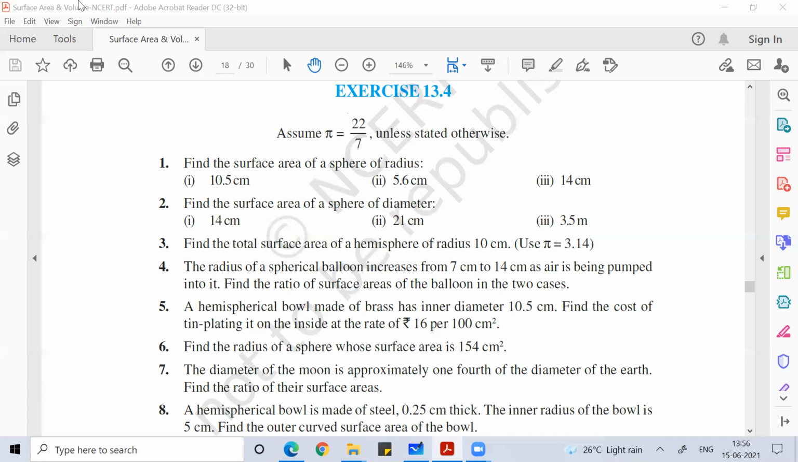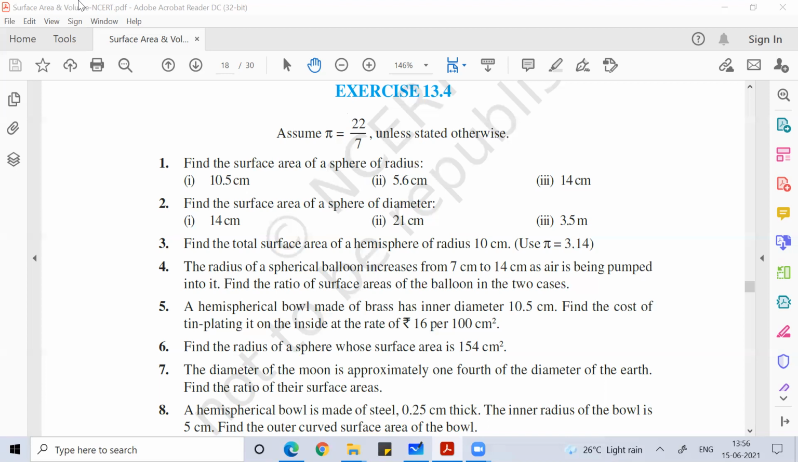So 616 centimeters square. Yeah, pi d square, you can directly use 616. Okay. So the second one: 22 by 7 into 21 into 21. 22 into 3 into 21. 21 into 22 is how much? 441 plus 21. That would be 462.